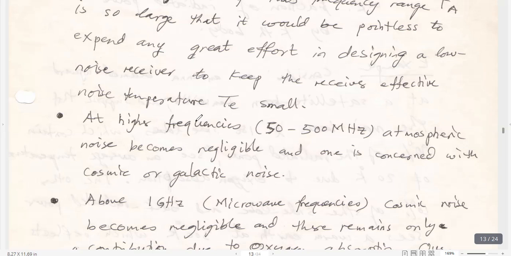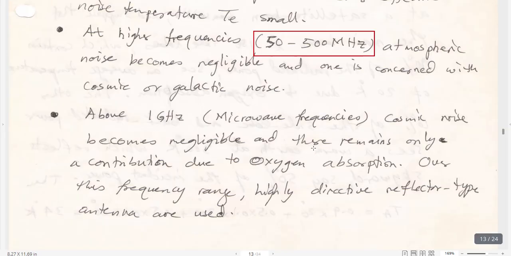At higher frequencies, for frequencies between 50 and 500 megahertz, the atmospheric noise becomes negligible and the cosmic, or galactic, noise becomes higher. Above 1 gigahertz, for the microwave frequencies, the cosmic noise becomes negligible and there remains the contribution of oxygen absorption in the atmosphere.